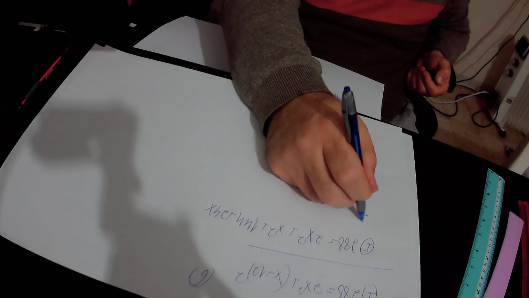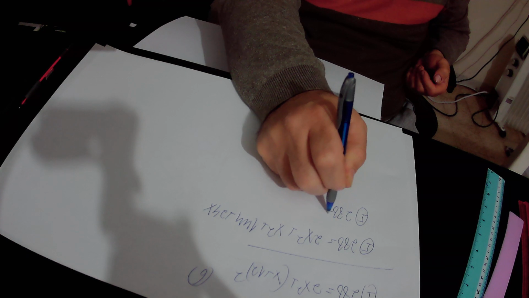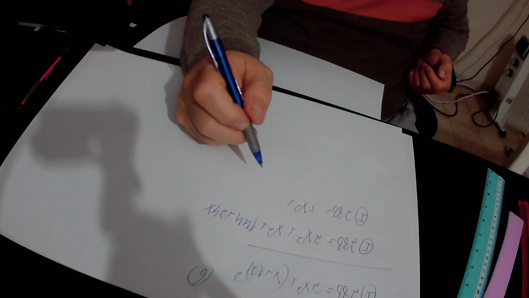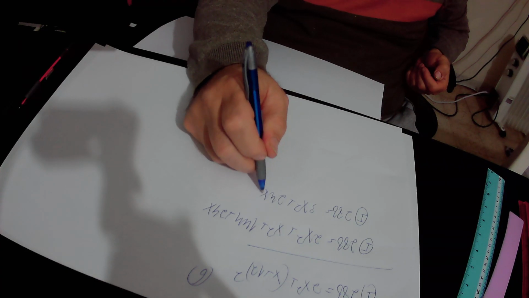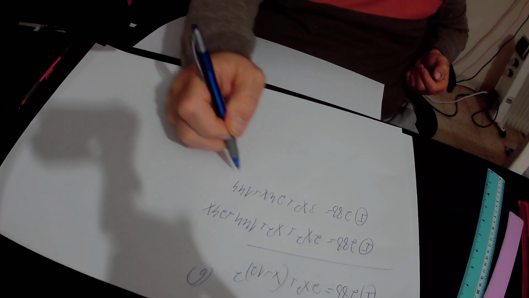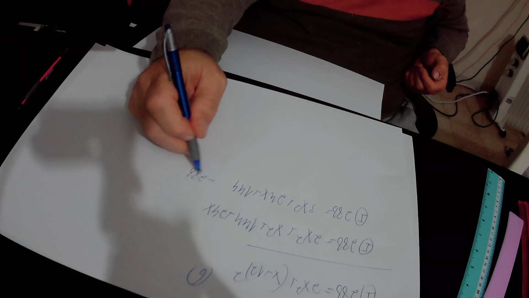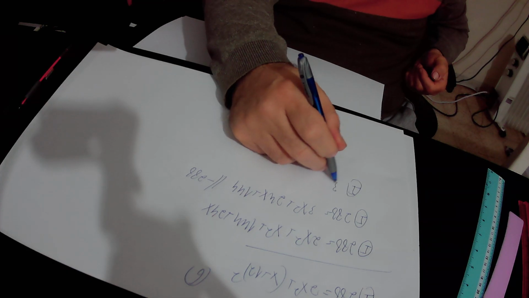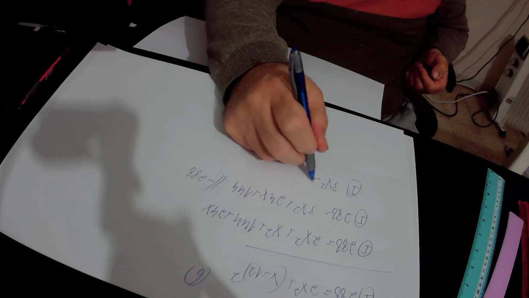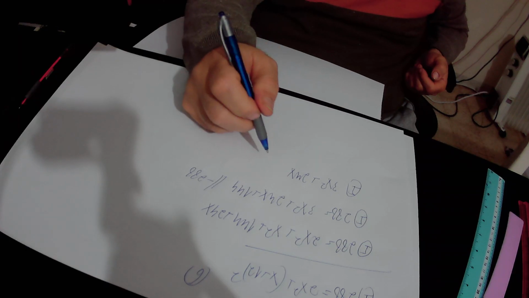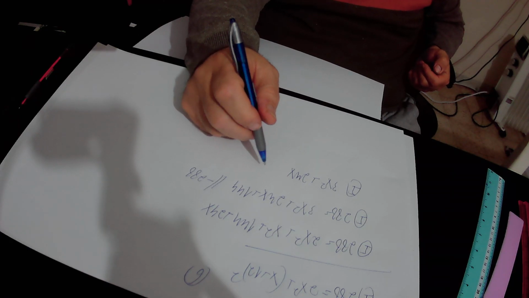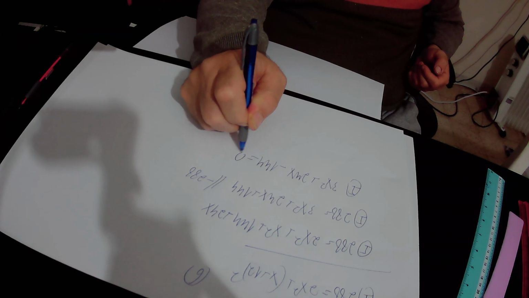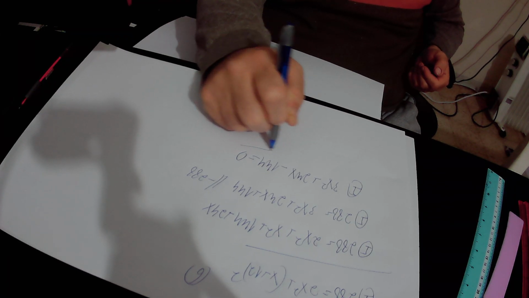So according to equation 1, 288 equals 2x squared plus x squared, which is 3x squared, plus 24x plus 144. Here we subtract 288 from this equation, and we get that we have 3x squared plus 24x, and 144 minus 288 equals minus 144, that is equal to 0. So we have here a quadratic equation.